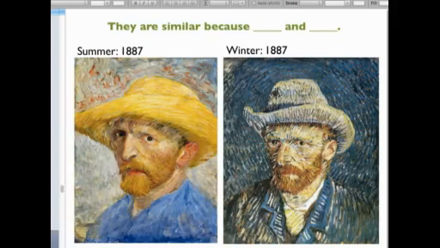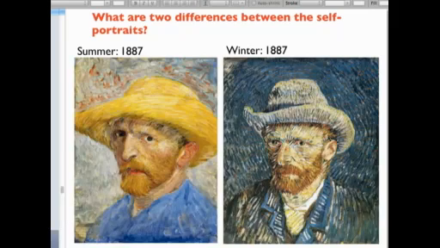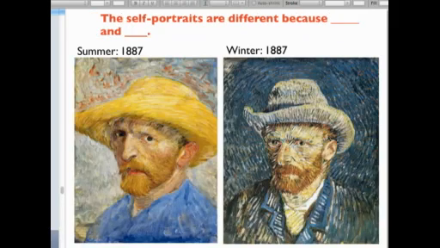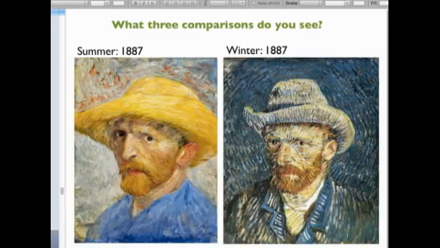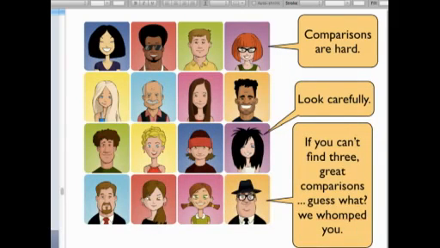They're similar because. 2 differences. Self-portraits are different because. 3 comparisons. So the college kids say comparisons are hard. Look carefully. If you can't find 3 great comparisons, guess what? We womped you.